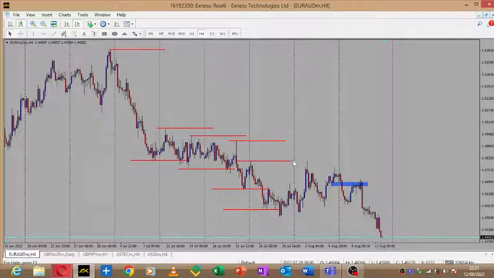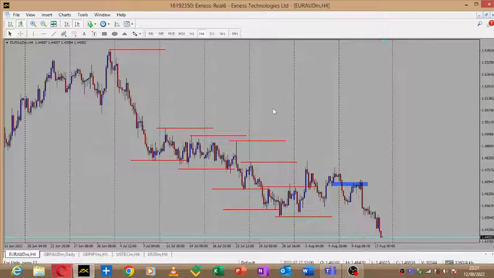Came in right there, and we came in right there, and we came in right here, broke that, we became temporary bearish.